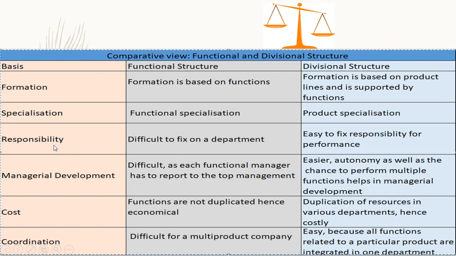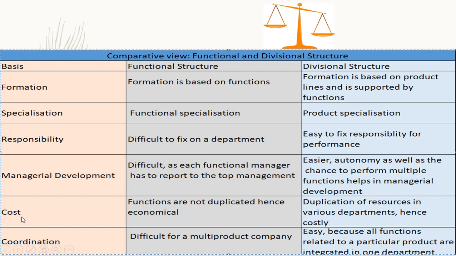On the basis of responsibility, in functional structure, it is difficult to fix responsibility on a department, whereas in divisional structure, it is easy to fix responsibility for performances. Now, on the basis of managerial development, in functional structure, it is difficult as each functional manager has to report to the top management, whereas in divisional structure, it is easier because autonomy as well as the chance to perform multiple functions help in managerial development.